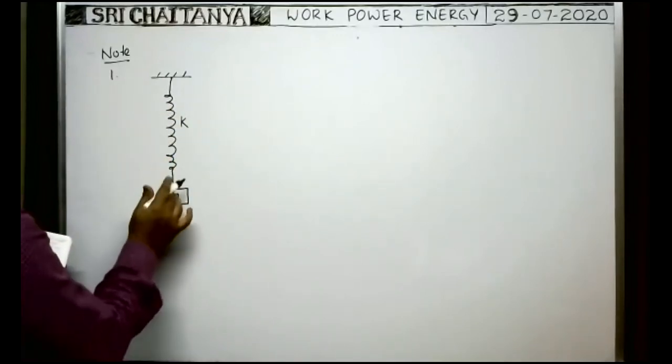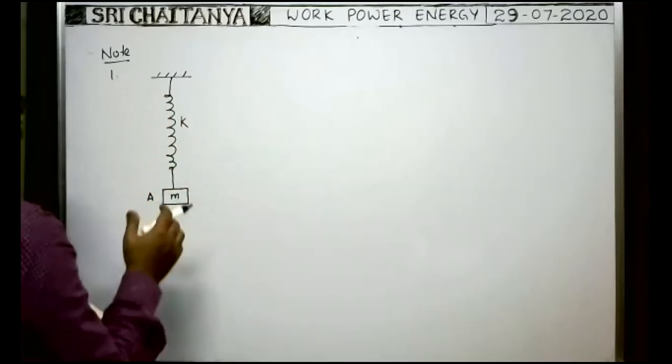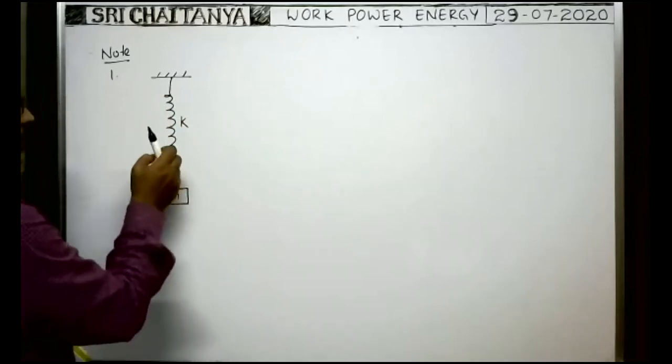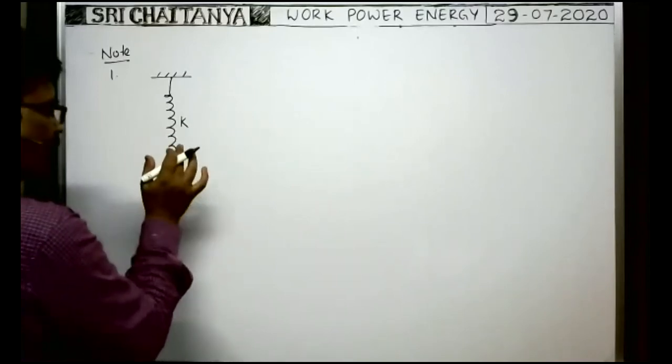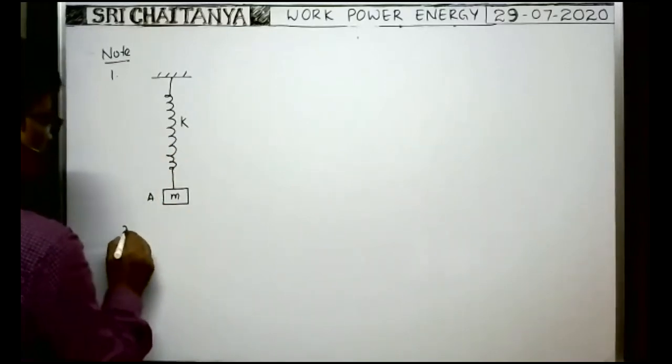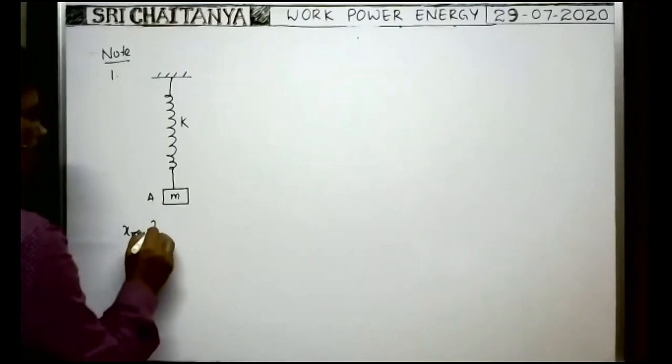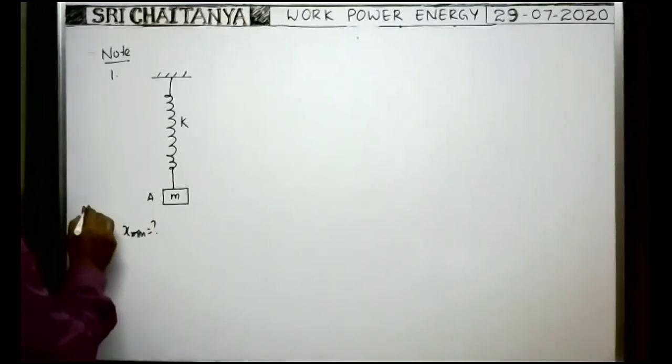Whenever the block is at A, the spring is in unstretched condition. Unstretched condition means no spring force is developed. What is the minimum extension of the spring? They asked x minimum. Minimum extension of the spring they asked.